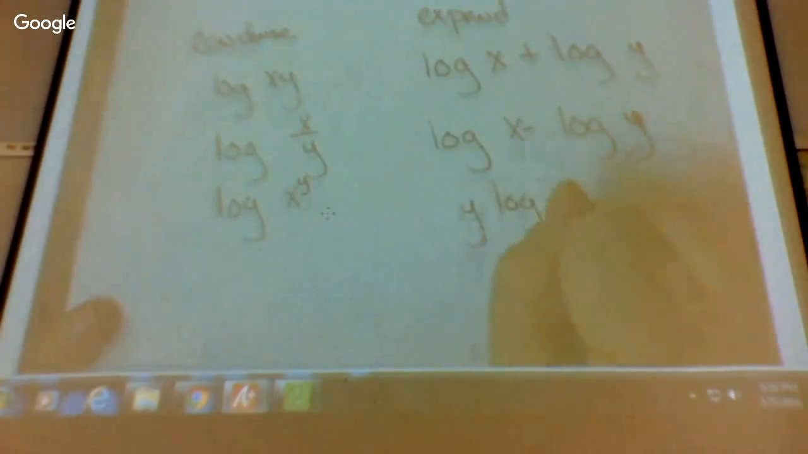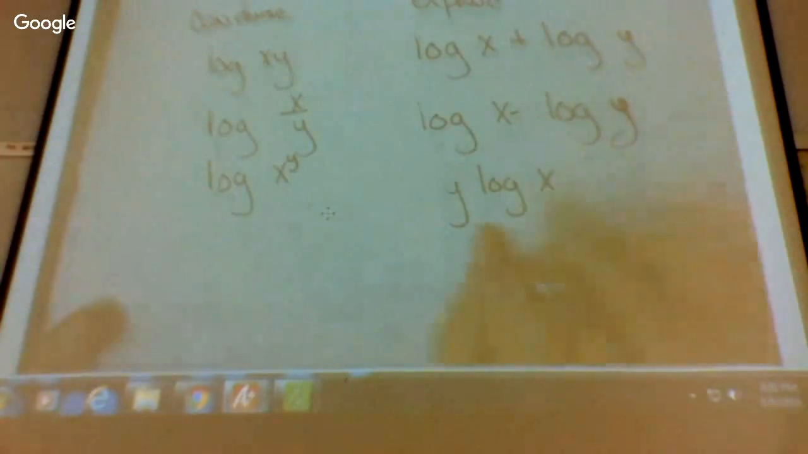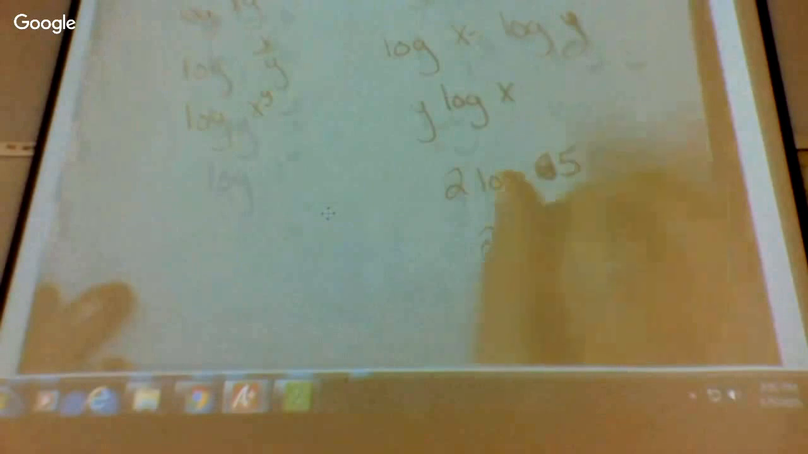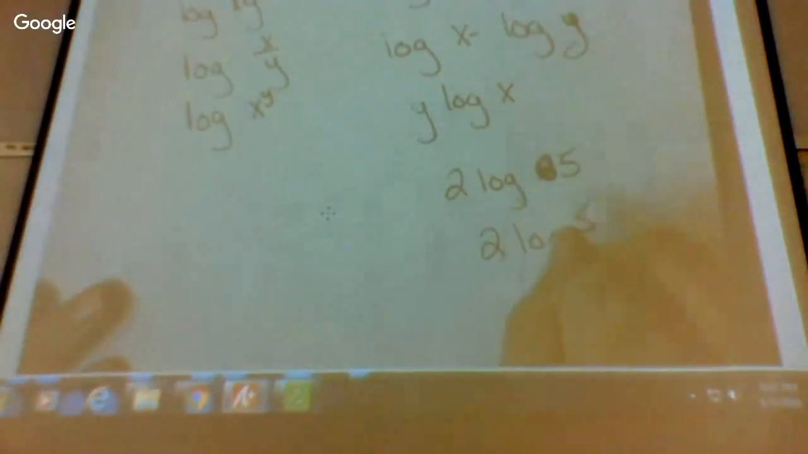2 log of 5. If I said 2 log of 5, I'll rewrite it to where it's not messed up. I could switch it to log 5 squared, which is log of 25.